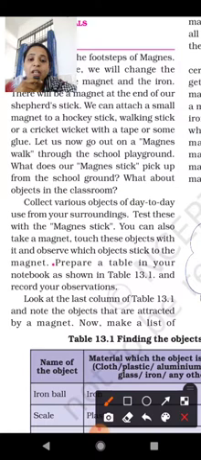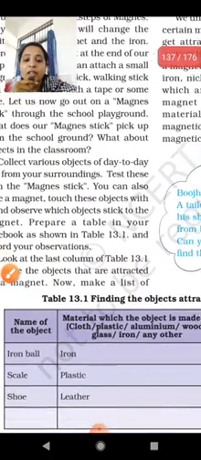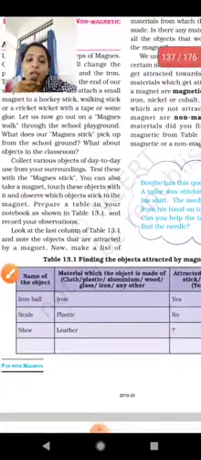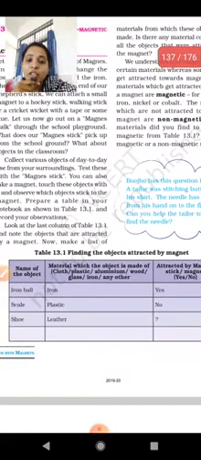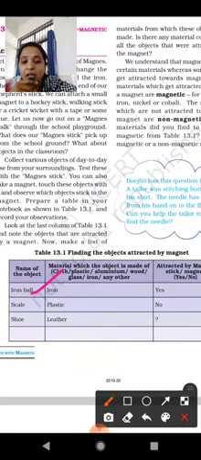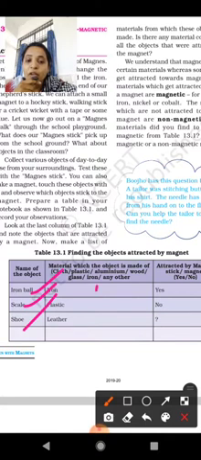Prepare a table in your notebook as shown in Table 13.1 and record your observations. See 13.1, here we have a table. What was there in that table? Find the object attracted by the magnet. The name of the object is here. First one is the iron ball, second one is a scale, and a shoe. Then the material which the object is made up of. So what are the materials? Here we have to write what the collected object is made up of. If it is made up of iron, then we write iron. The scale is made up of plastic, so plastic. The shoe is made up of leather, so leather is written there.